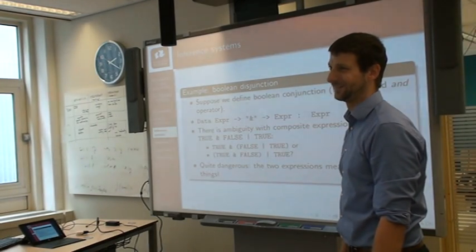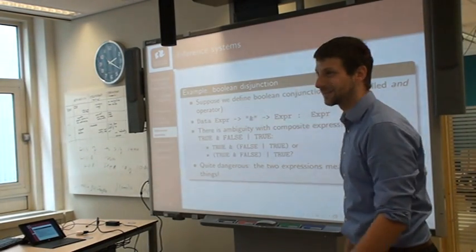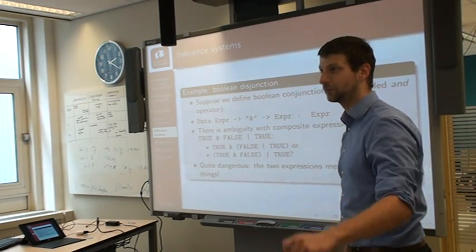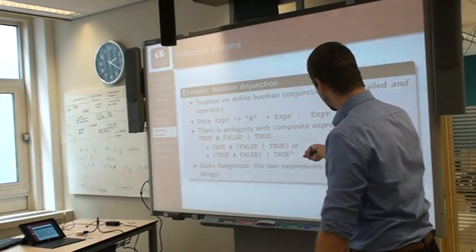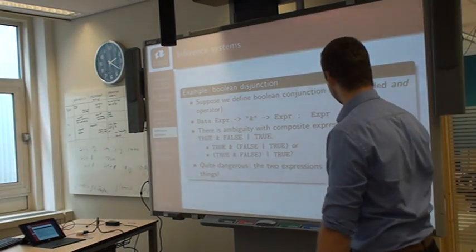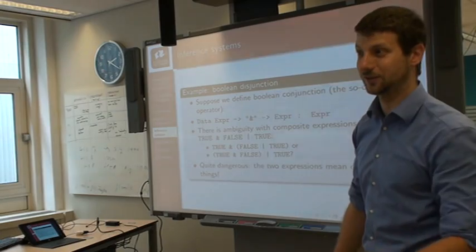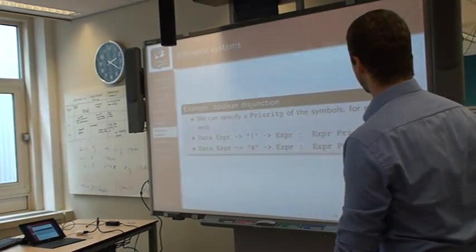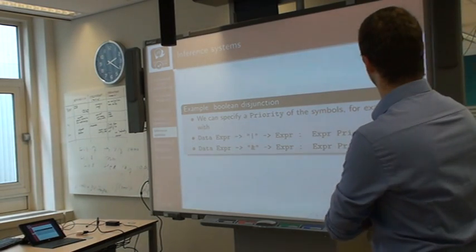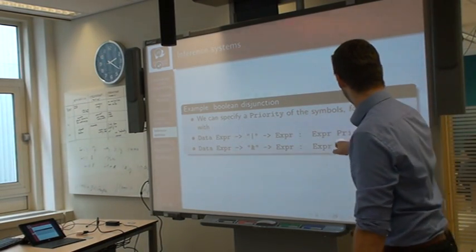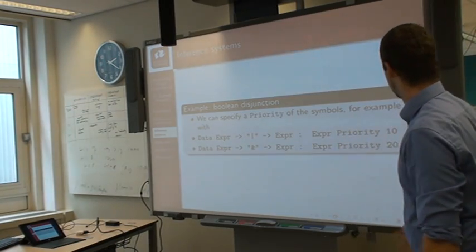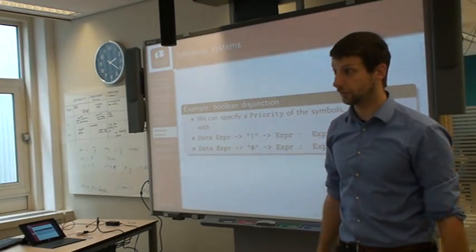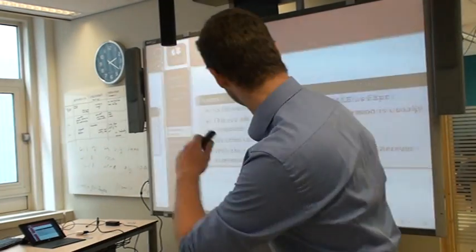First one? No. Because AND has higher priority than OR. Because AND behaves like it's logical multiplication. So actually this is what we would like, but this is what we get. I didn't realize actually that the example also allows this thing that you also do not want. So what you can do is you can specify a priority of the symbols. After the definition you can say priority 10 and priority 20, and all of a sudden AND will win. So if you have a sequence of ANDs and ORs, then the ANDs will win.